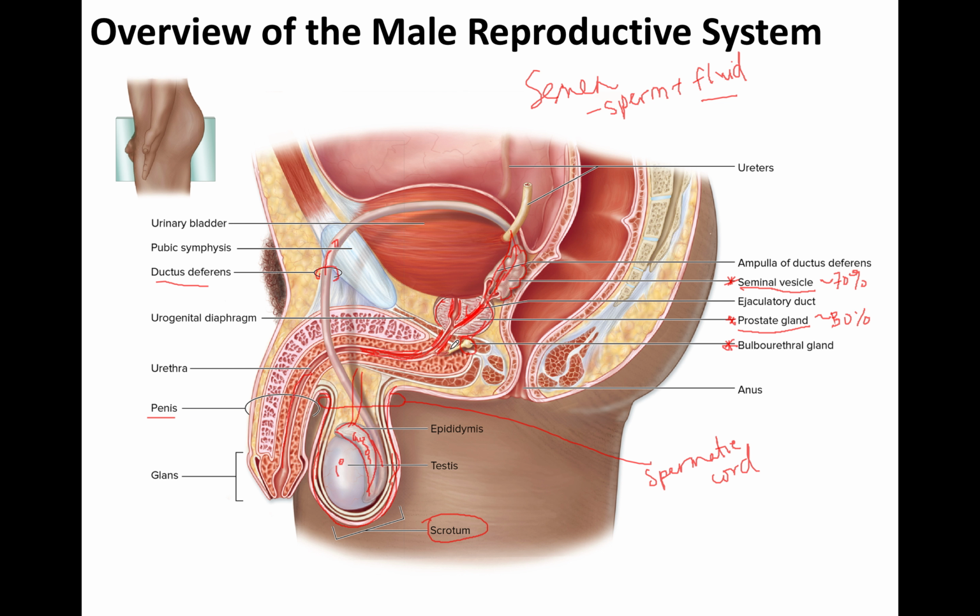The last gland that's going to be important is this one right here, and that's called the bulbourethral gland. It is at the root of the penis. This gland doesn't create semen or any of the fluid component of semen. What it does is it creates a pre-ejaculatory fluid.